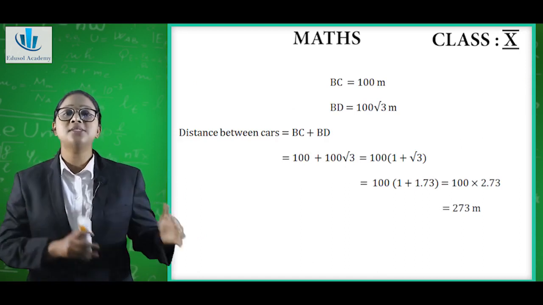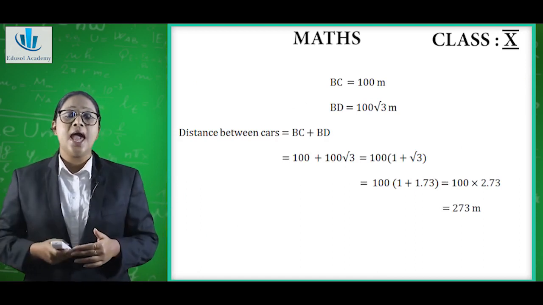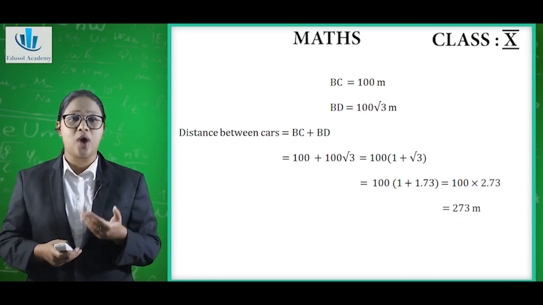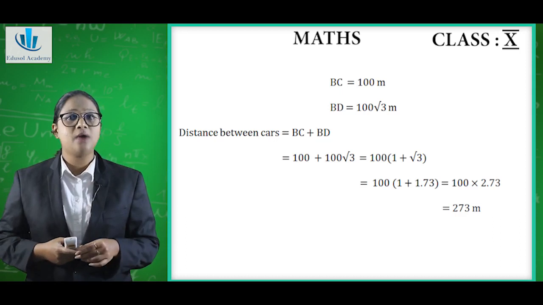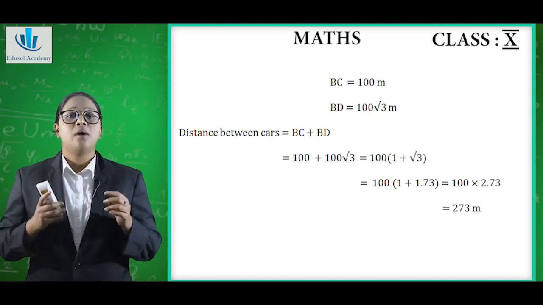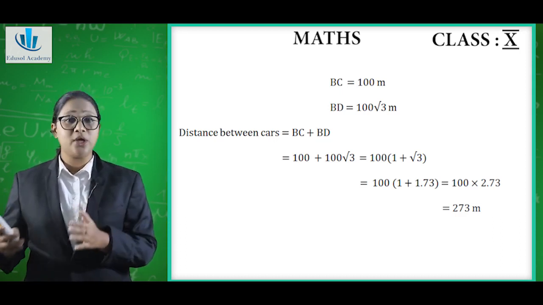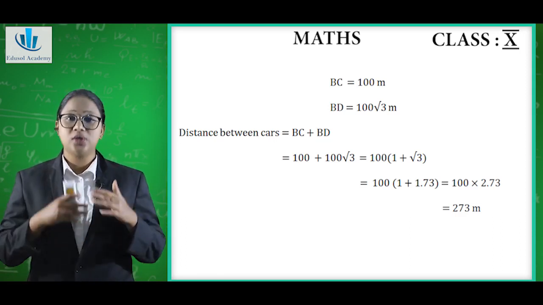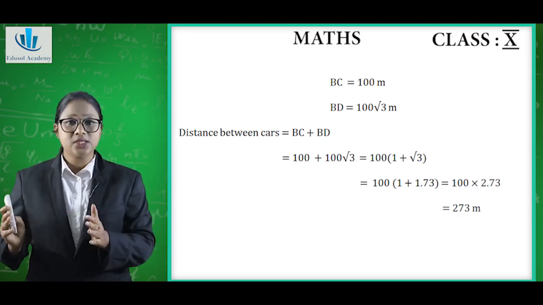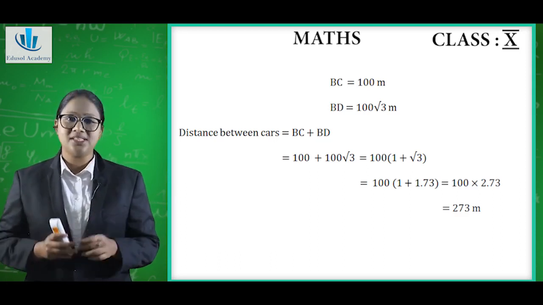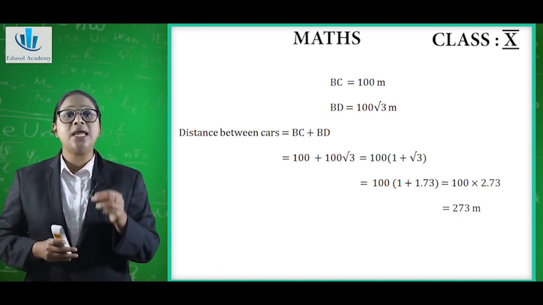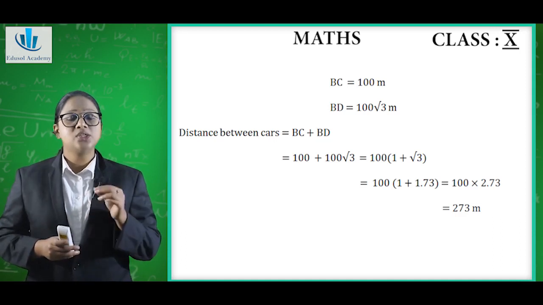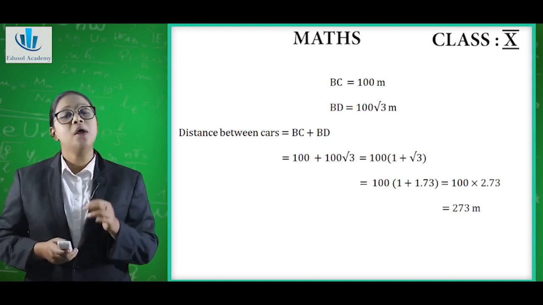So 100 plus 100 root 3 will be the total distance, and the value of root 3 is to be taken as 1.732. So we have to substitute that, it will become 100 plus 100 into 1.732. 100 is common in both, so we can take that out. So the equation becomes 100 into 1 plus 1.732. That will be 100 into 2.732. So 100 into 2.732 is 273.2 meters.